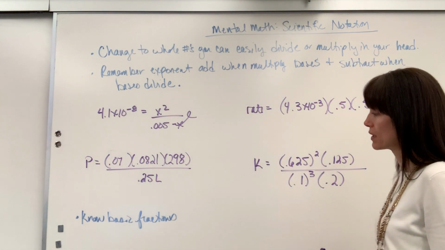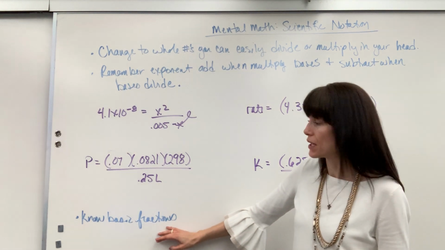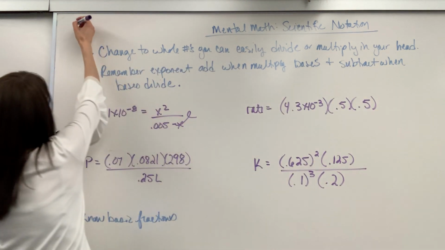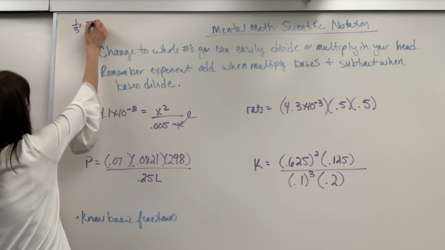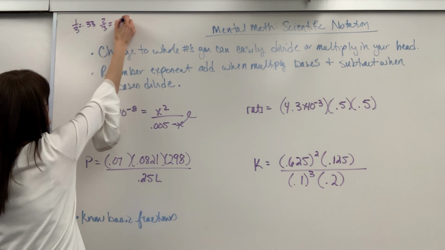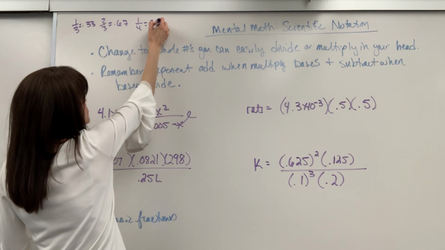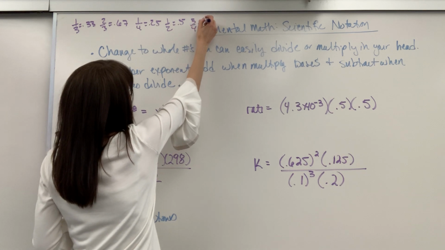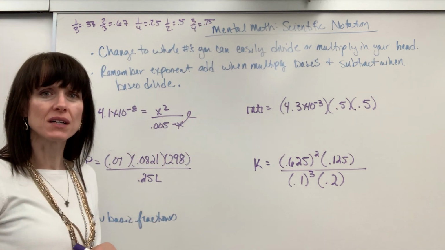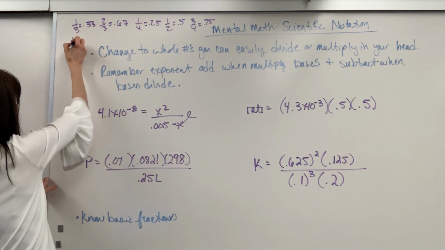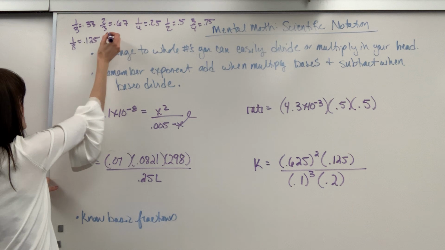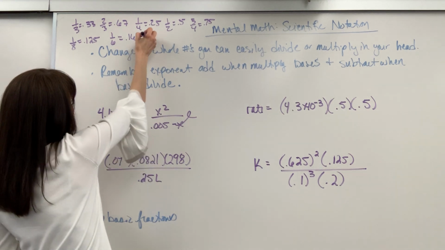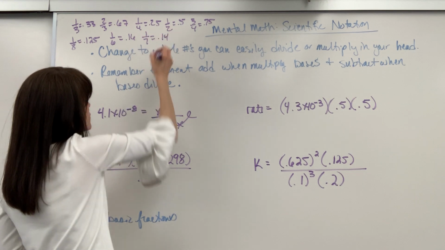I have 4 problems up here. Last recommendation: know your basic fractions. You know that 1/3 is 0.33. You know that 2/3 is 0.67. You know 1/4 is 0.25, 1/2 is 0.5, and 3/4 is 0.75. I think it's also handy knowing that 1/8 is 0.125. You're going to know that 1/6 is about 0.16. You're also going to know that 1/7 is about 0.14.